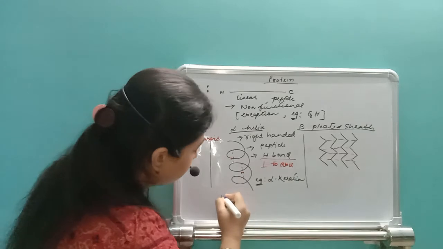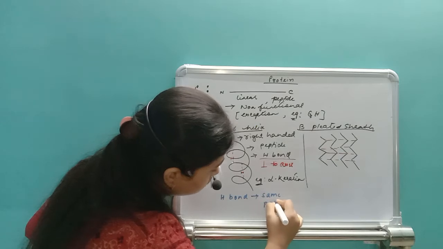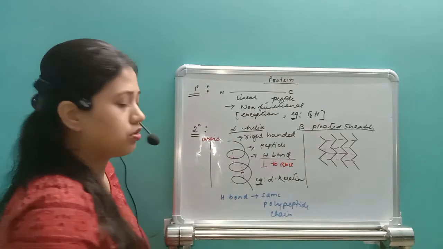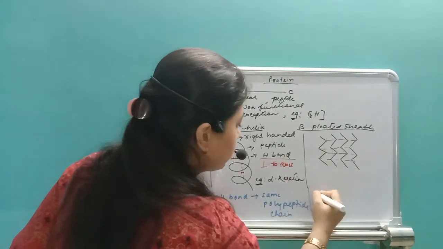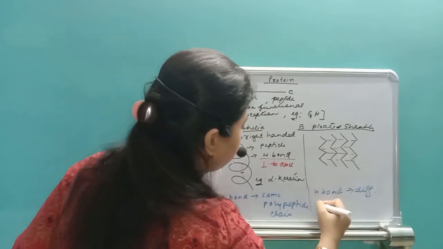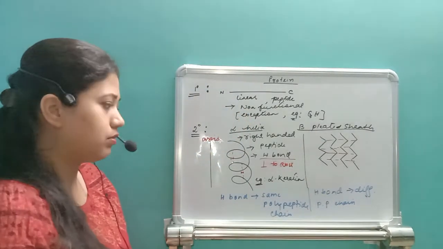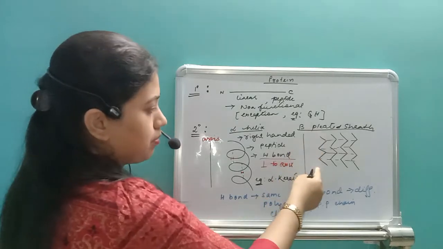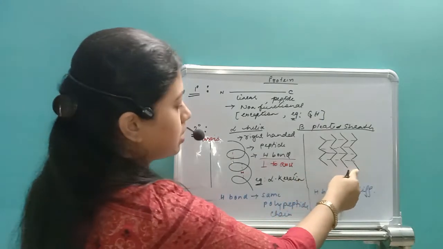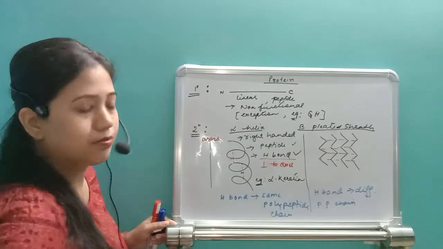In alpha helix, hydrogen bond forms in the same polypeptide chain. But if it is beta pleated sheet, then hydrogen bond will be there, but it will be in the different polypeptide chain. Remember this. Obviously in this polypeptide we have the peptide bond, and in between the different peptides we have hydrogen bonds. So peptide and hydrogen bonds are found also in the beta pleated sheet.